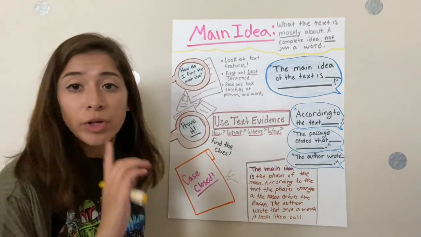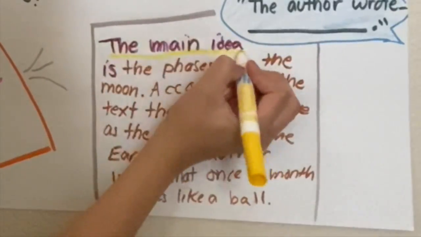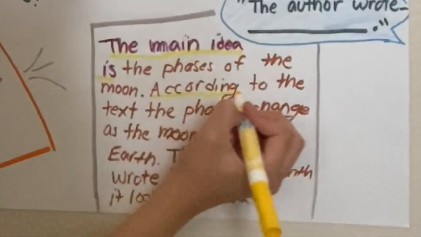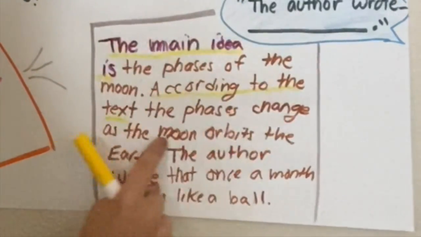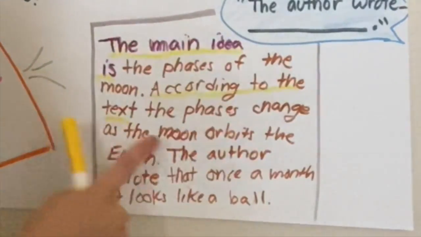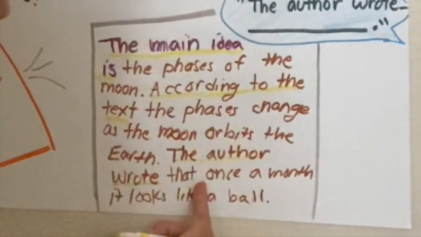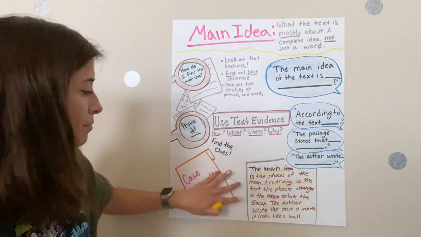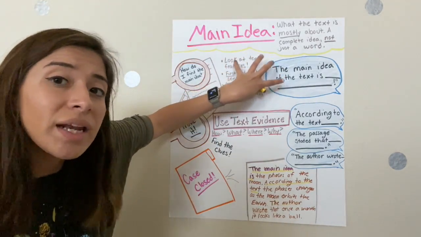Okay, first things first, we're going to use our sentence starters. The main idea is the phases of the moon. According to the text, I pulled from here, the phases change as the moon orbits the Earth. That's the text evidence that we found. Then I pulled another sentence starter. The author wrote that once a month it looks like a ball. And just like that, we've closed the case. We've presented our evidence to support our main idea.